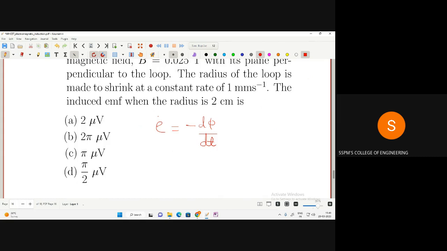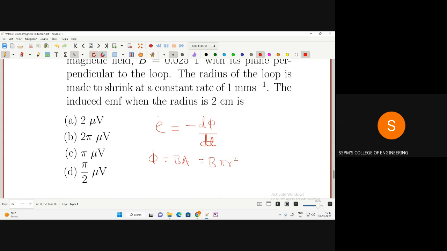मॅग्नेटिक फ्लक्स इन टर्म्स ऑफ बी अँड एरिया. काय येणार? Magnetic flux is B into A, where A is the area of the circular loop. तर काय एरिया येणार इथे? पाय आर स्क्वेअर येणार. आता आर तुमचा कॉन्स्टंट आहे का? नाही. आर इज अ व्हेरिएबल. आर तुमचा काय? व्हेरिएबल आहे. इट इज नॉट अ कॉन्स्टंट.